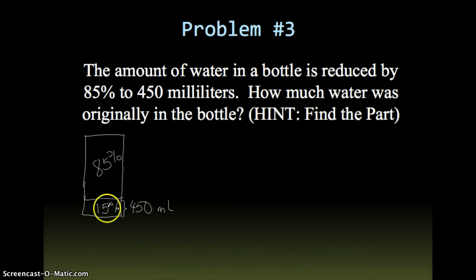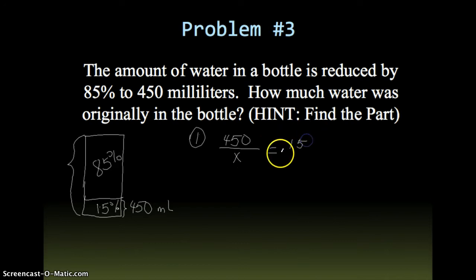Okay, we can do this several ways. We can create a proportion first. We can say that if 15% is 450 milliliters, then what is the whole, how much water was originally in the bottle? We can do it that way. So let's do method 1 first. Right? So we can say our fraction is 450 is the part. We don't know the whole, right? So we're going to put an X. And then our percent is 15 out of 100.